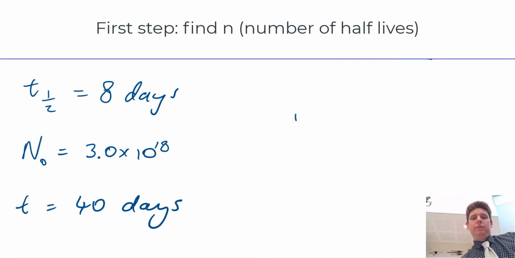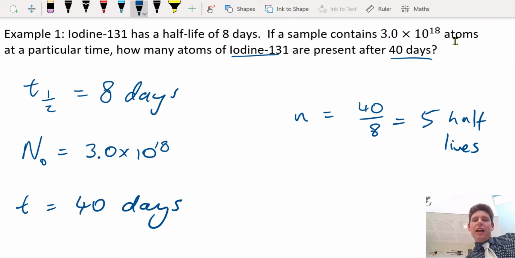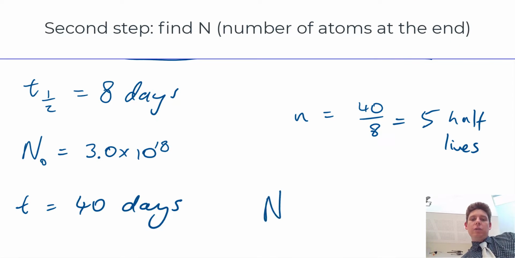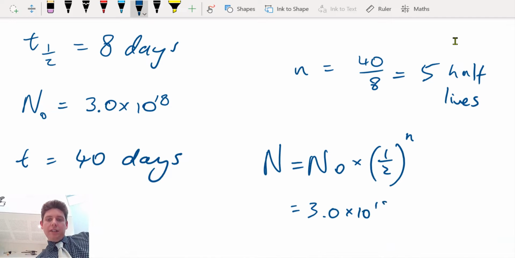So first step. Correct, which is how many half-lives? 5 half-lives. Good job. Now we need to find how many atoms. That's what we're trying to do. So we're using this equation. This gives us how many atoms, which is the original atoms, times by half to the number of half-lives. So we've got 3.0 times 10 to the 18 times a half to the power of 5.